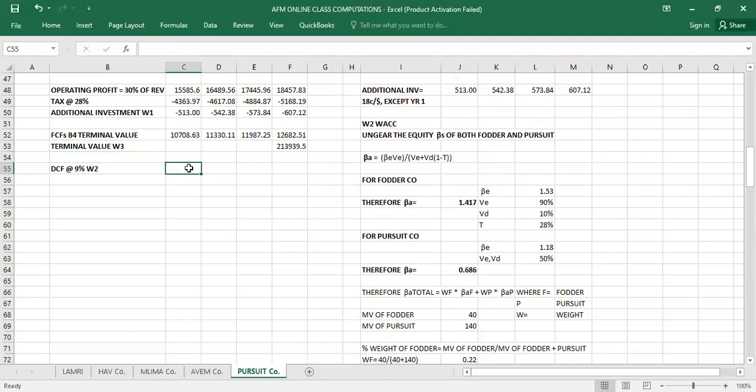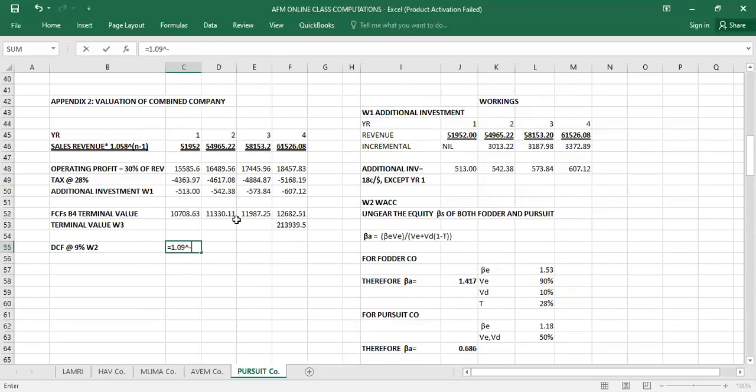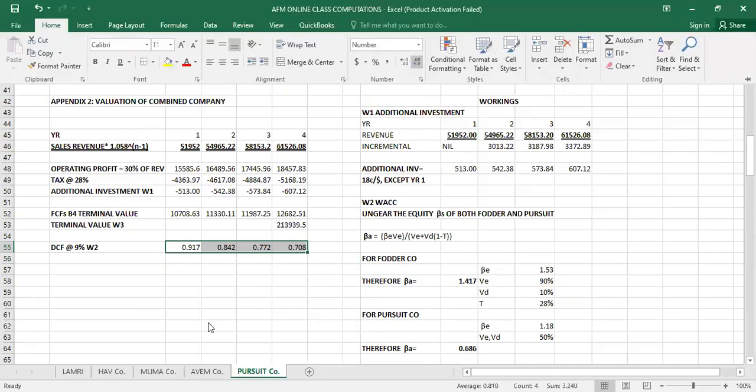So it's equal to 1.09 raised to the power minus 1, Abi? So we have that figure, and then we drag it for these 3, and then we come and clean it up a bit. And we're at our present values now.